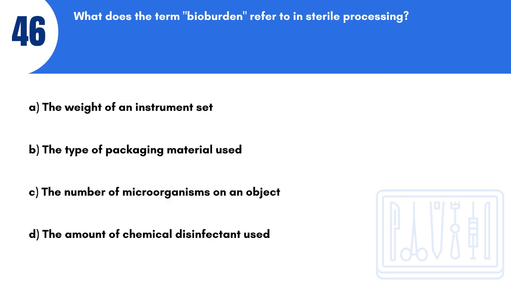Question 46. What does the term bioburden refer to in sterile processing? A. The weight of an instrument set. B. The type of packaging material used. C. The number of microorganisms on an object. D. The amount of chemical disinfectant used.